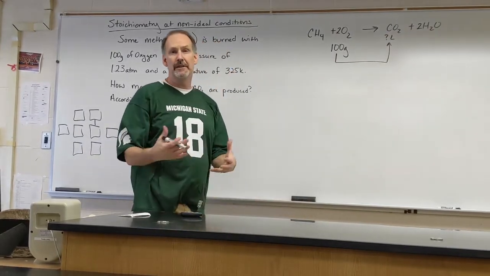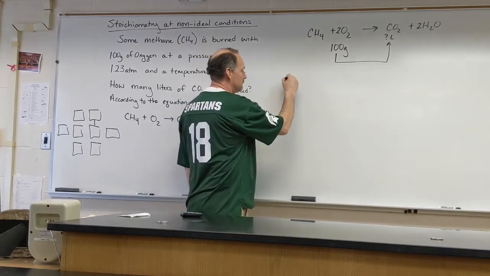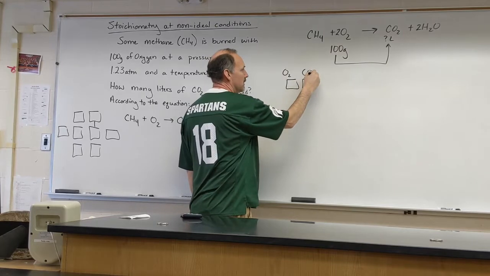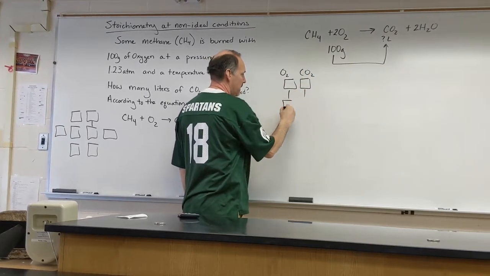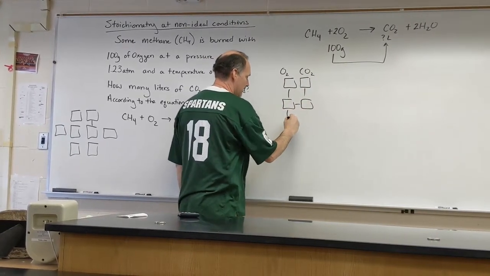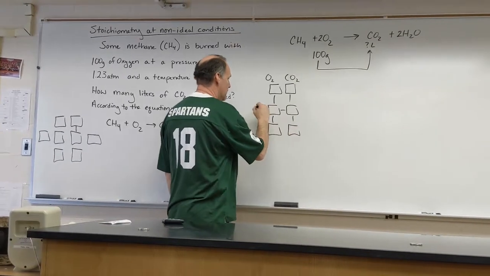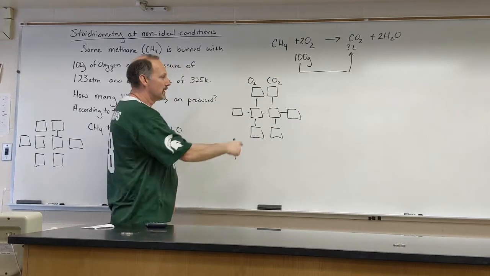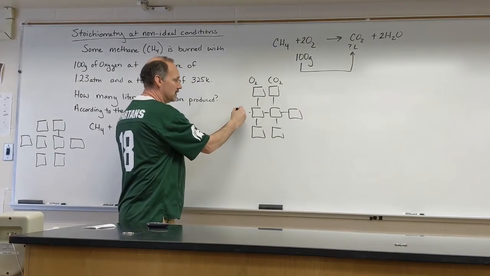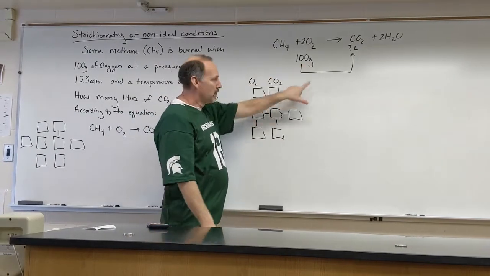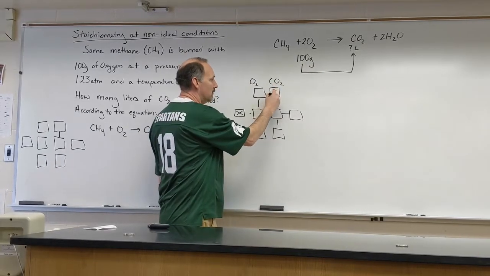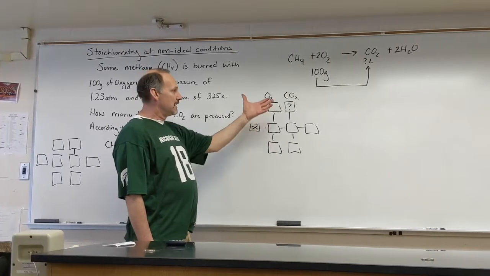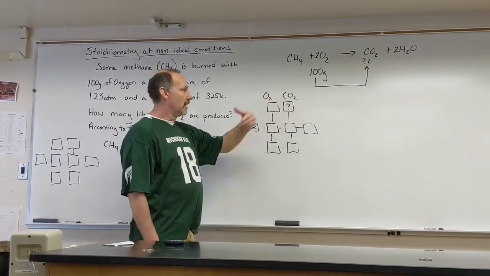So I begin the problem. I draw out my chart, and we're going to label one chart oxygen and one chart carbon dioxide. And then we're going to figure out the math that we need to get from one box to the other. We're given grams of the oxygen, 100 grams. We want to find the volume of the CO2.